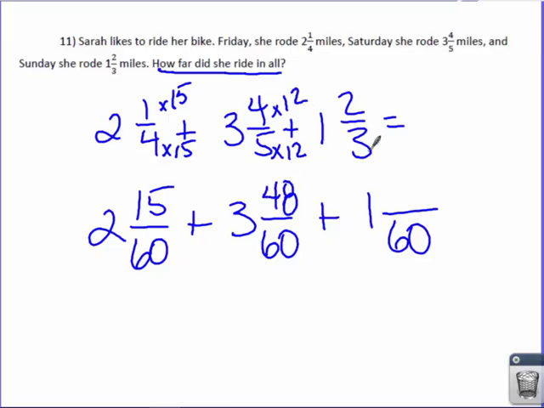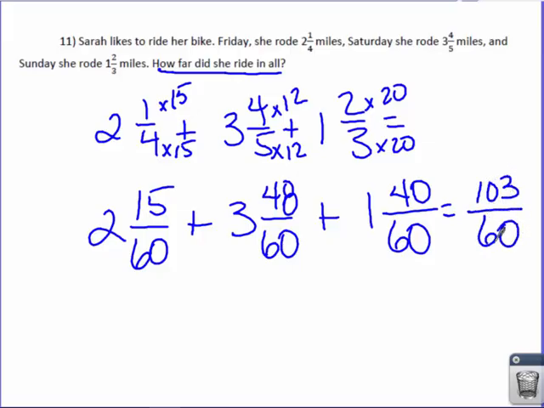Well, what did I multiply this 3 by to get 60? I multiplied it by the 5 and the 4, which is 20. So I multiply the 2 by 20 and get 40. So now I add it all up. So I've got 15, 48, and 40. When I add all that together, I end up with 103. And then I put that over 60, and then I add my whole parts. 2 and 3 make 5, plus 1 is 6.